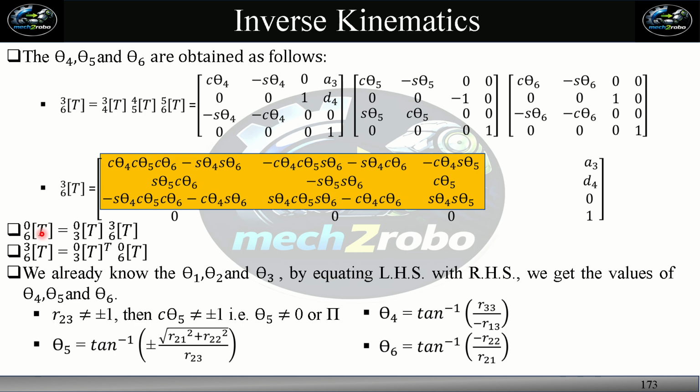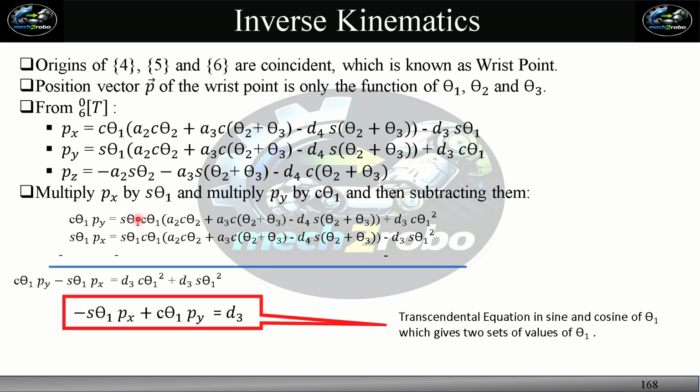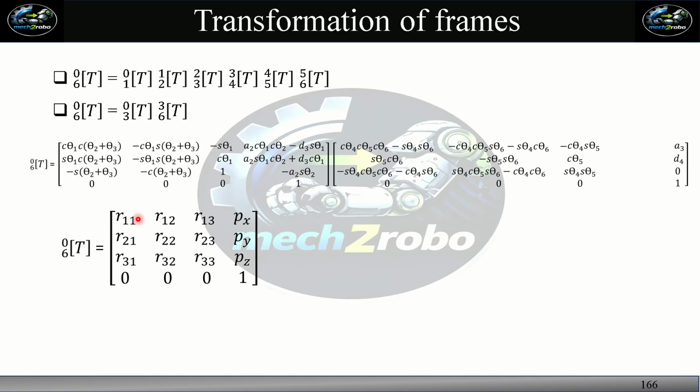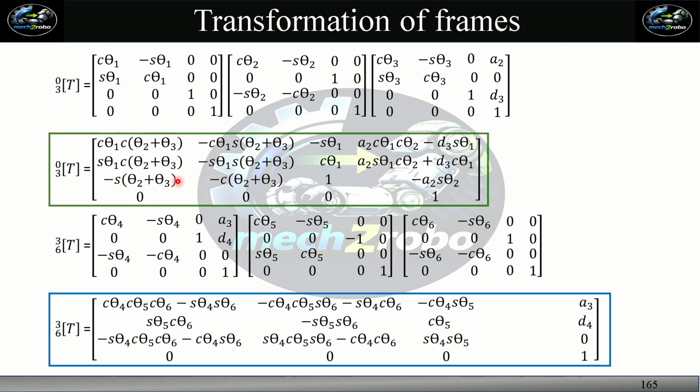And we already calculated the values of this 0 to 6 transformation matrix in terms of 4, 5 and 6 joint angles, in which we just take this transformation matrix on one side, and we shift this transformation to another side, and then we get this equation. And in this equation, by equating the left hand side and right hand side, that is this transformation matrix in terms of theta 4, theta 5 and theta 6, and the 0 to 3 transformation matrix, this one, we can see that this is in terms of theta 1, theta 2 and theta 3, and we already got the values of theta 1, theta 2 and theta 3.